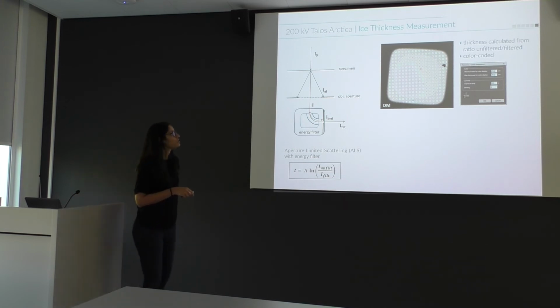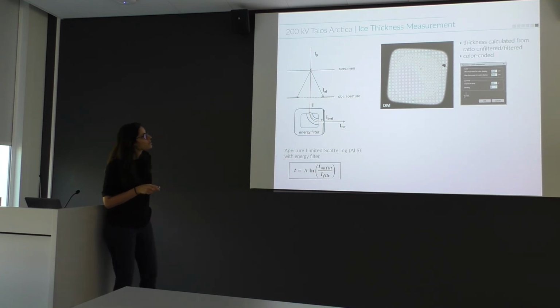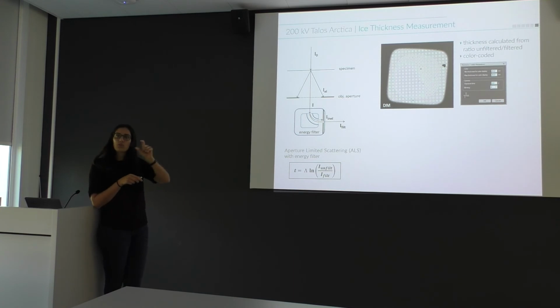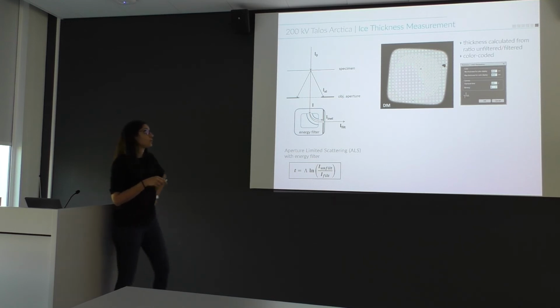This is really what we do in-house. This is a script that Gert wrote for Digital Micrograph. We calculate the thickness from the ratio of the unfiltered and filtered, and he even made it color-coded, so we can set the exact range of what we know is optimal. This might vary from project to project, and then we have it nicely colored. If it's not colored, it's too thick. If it's red, it's too thin. If it's green, it's optimal.